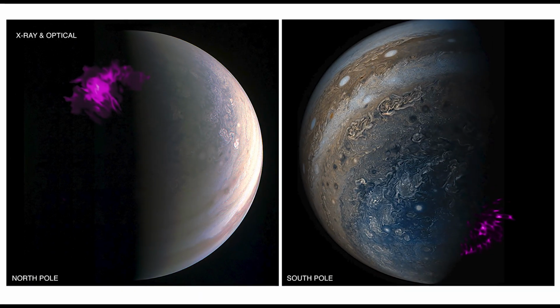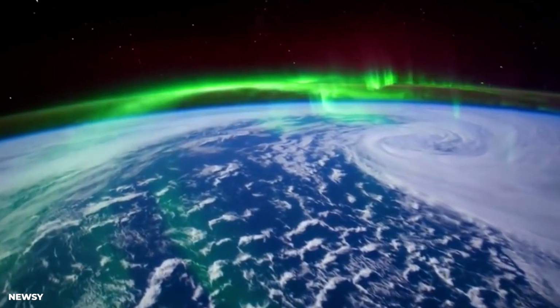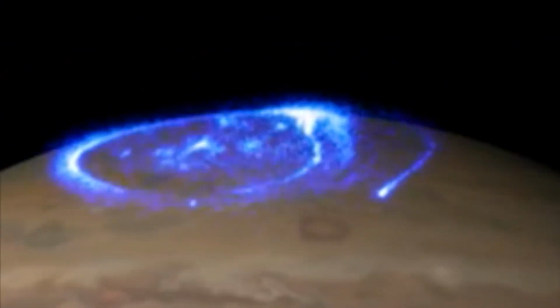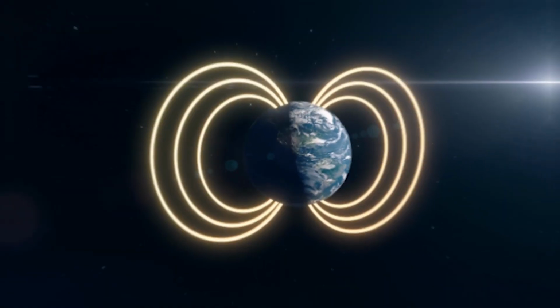Dunn says aurora on Jupiter is just like a pump: a burst of light, then wait 27 minutes, chill out, and then another burst of light. Knowing more and more about a planet's aurora helps scientists understand its magnetic field.